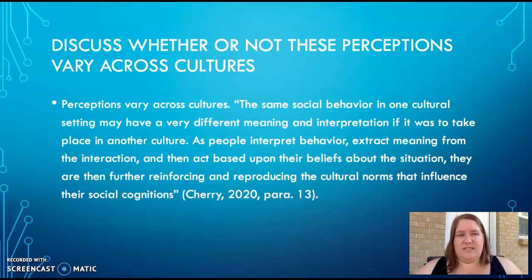Discuss whether or not these perceptions vary across cultures. Just like what I was saying before, they definitely do. Perceptions vary across cultures. The same social behavior in one culture setting may have a very different meaning and interpretation if it was to take place in another culture. As people interpret behavior, extract meaning from the interaction, and then act based upon their beliefs about the situation, they are then further reinforcing and reproducing the cultural norms that influence their social cognitions.